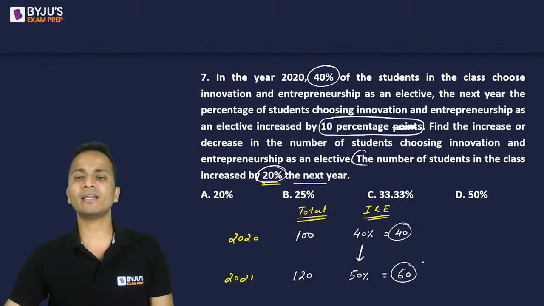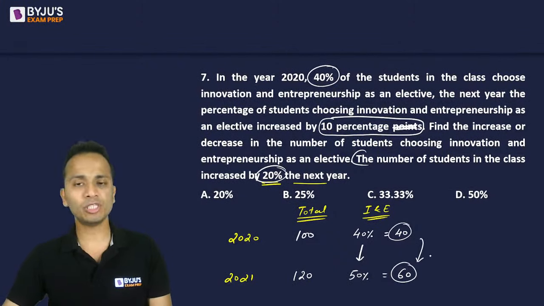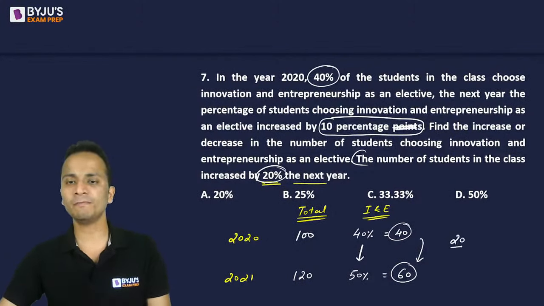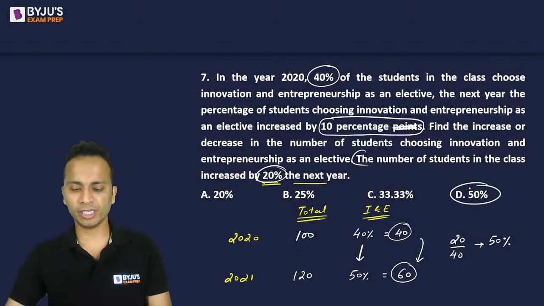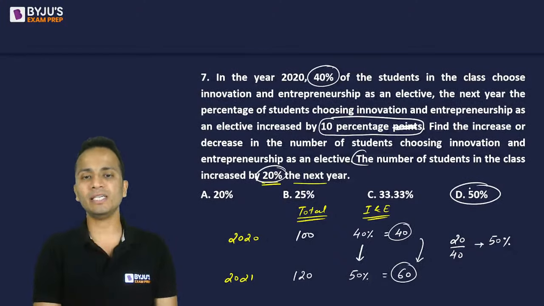In the second year, the number is 60. By what percentage has it increased? As you can see, it has increased by 20 over the initial value of 40, which comes out to be 50 percent. So 50 percent, that is option D, is the correct answer for this question.